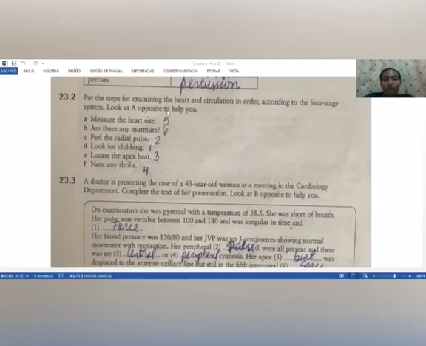Put the steps for examining the heart and circulation in order according to the four-stage system. Look at A opposite to help you. Look for clubbing. Number one. Feel the radial pulse. Number two. Locate the apex beat. Number three. Note any thrills. Number four. Measure the heart size. Number five. Are there any murmurs? Number six.